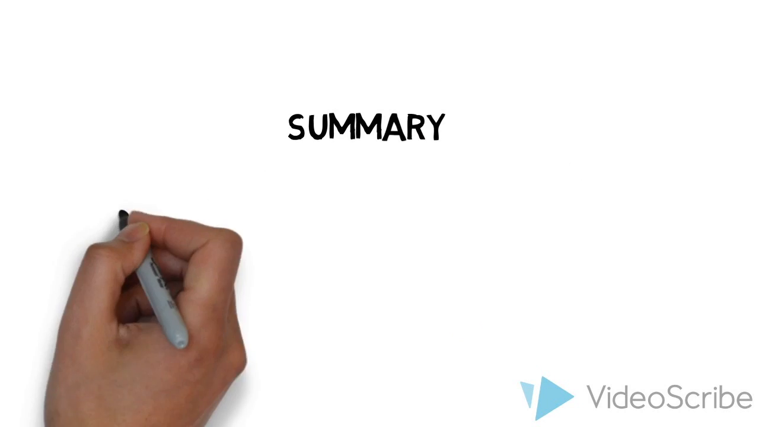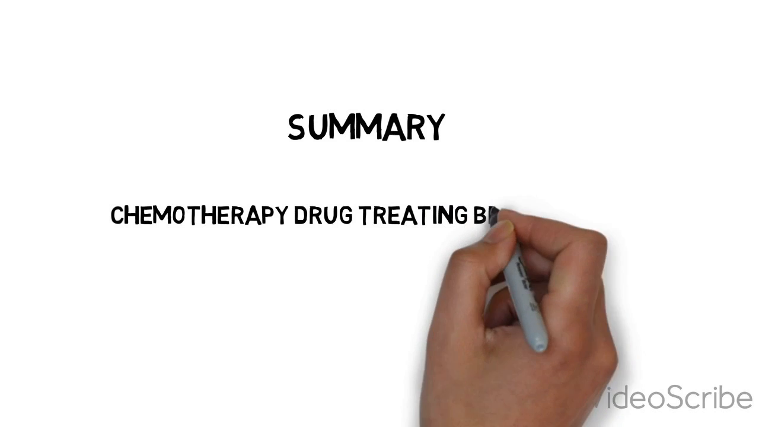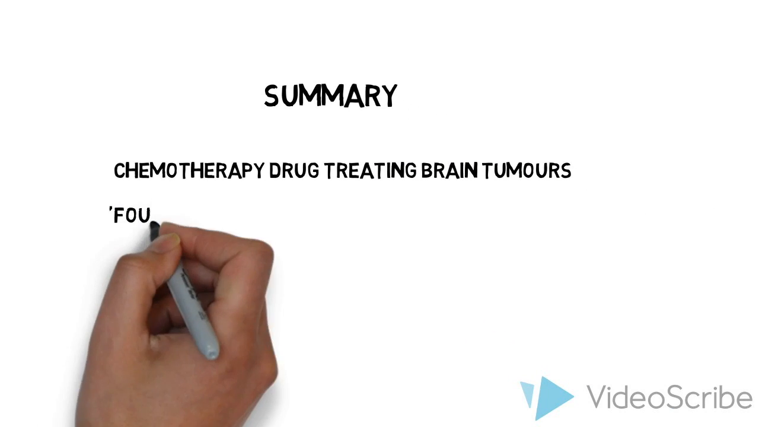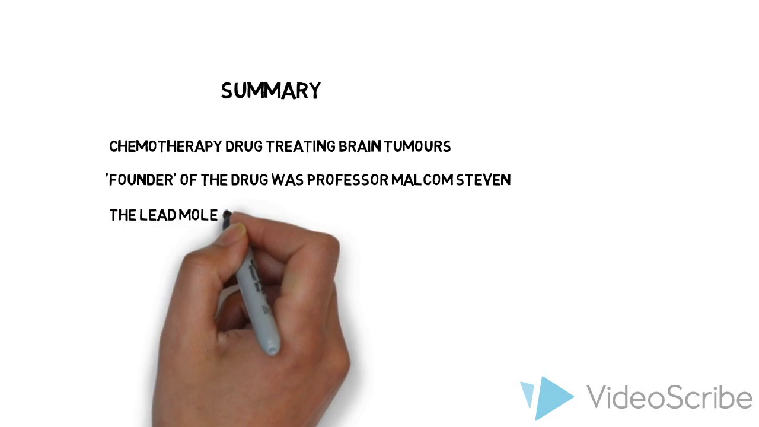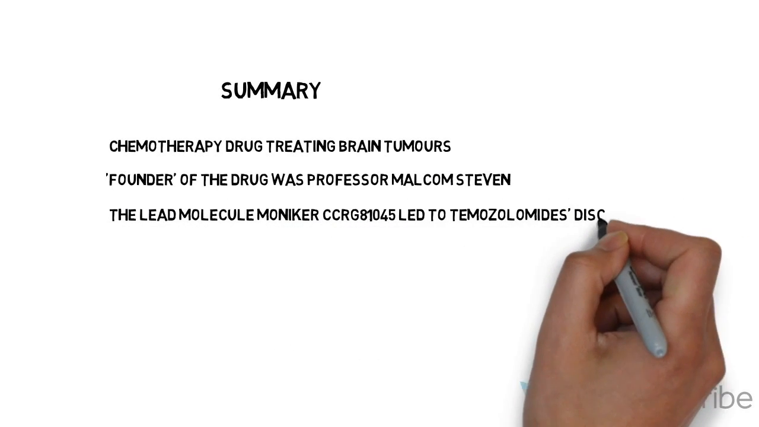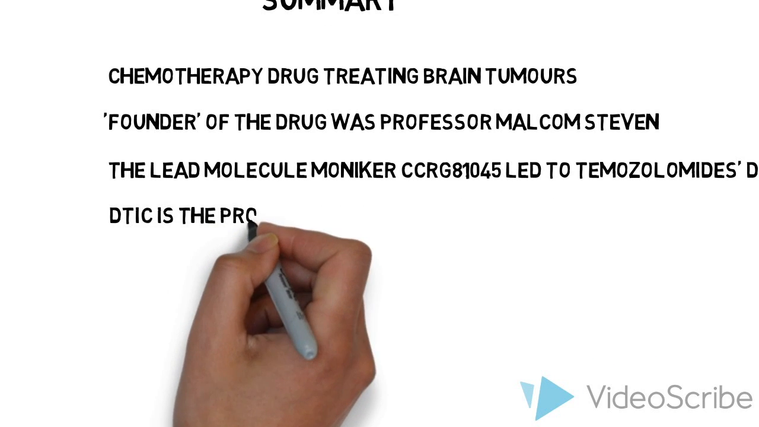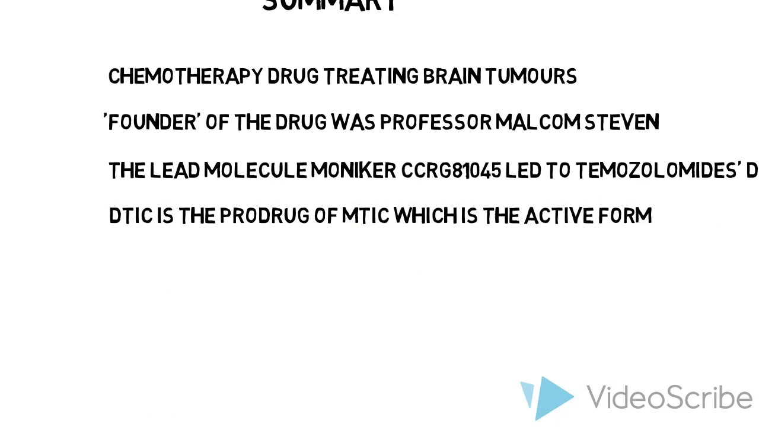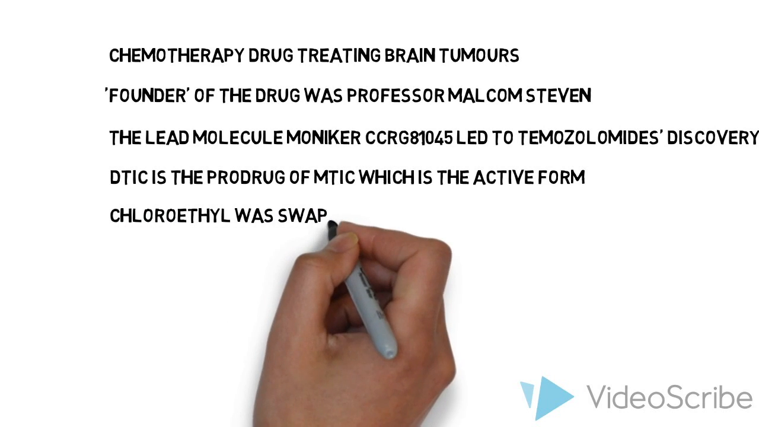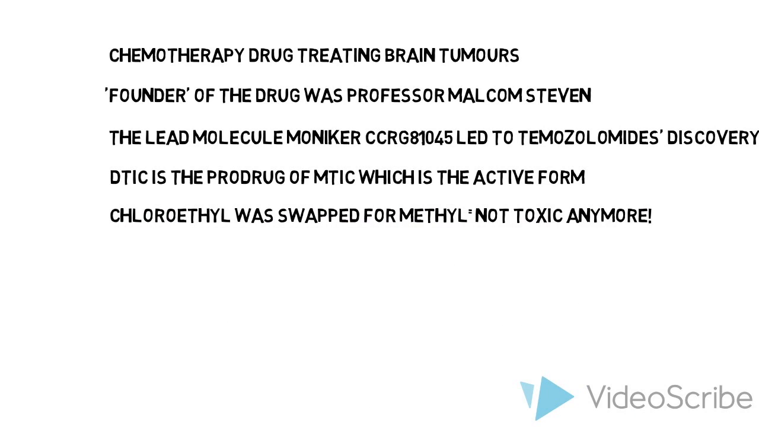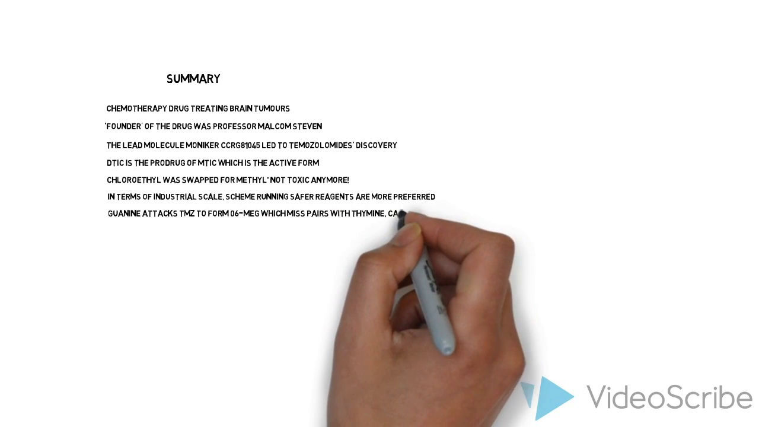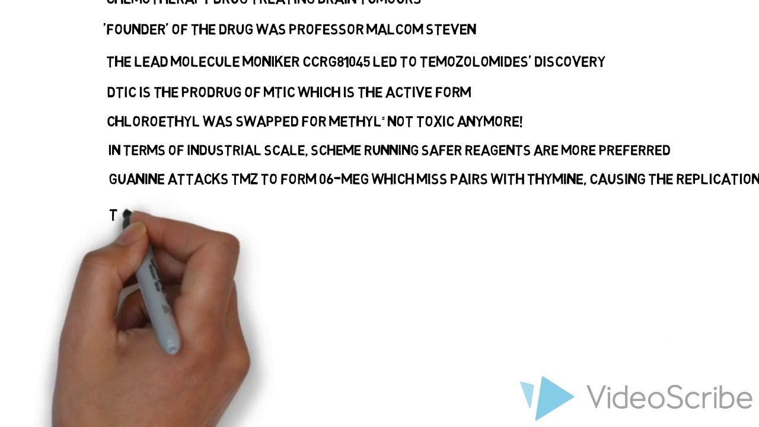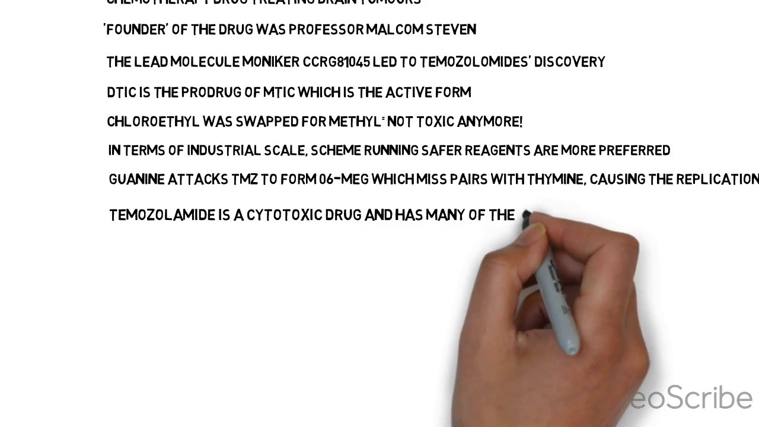So what have we learnt? Temozolomide is a chemotherapy drug which treats brain tumours called gliomas. It was found due to Malcolm Stevens' interest in nitrogen atoms. Its lead molecule was CCRG81045. MTIC is the active form of the drug, and temozolomide is the methyl derivative of azolastone, which makes it not toxic. In synthesizing temozolomide, safer reagent methods are preferred. It works by mispairing with thymine and causing apoptosis. Finally, it is a cytotoxic drug and has many of the same side effects.